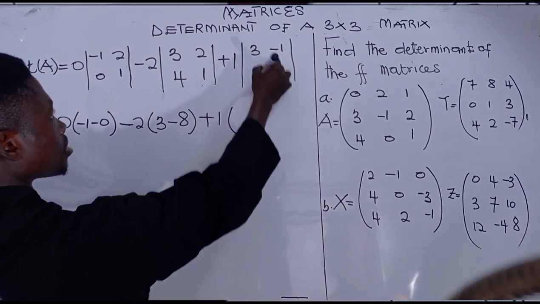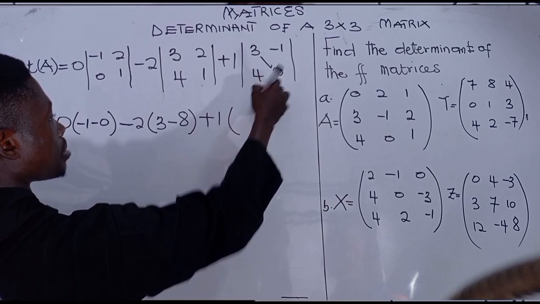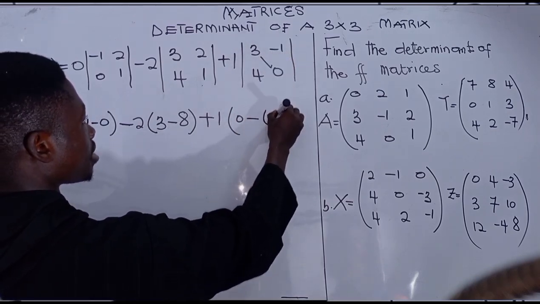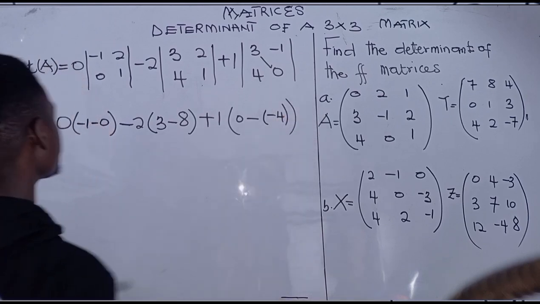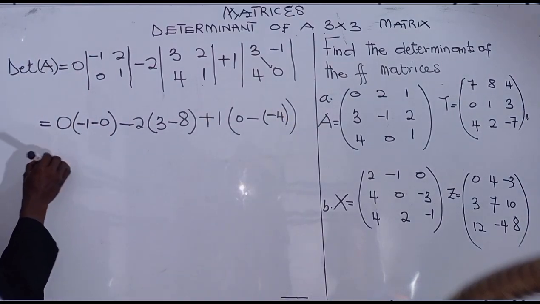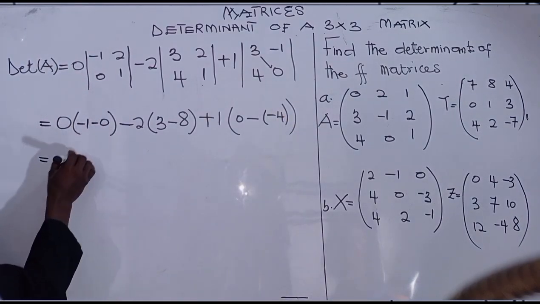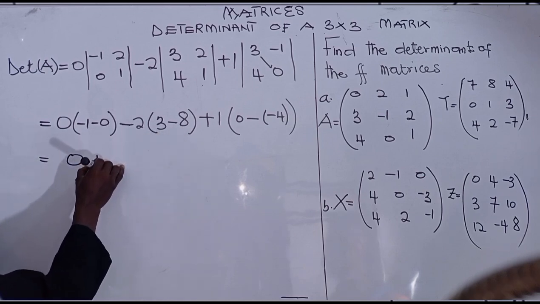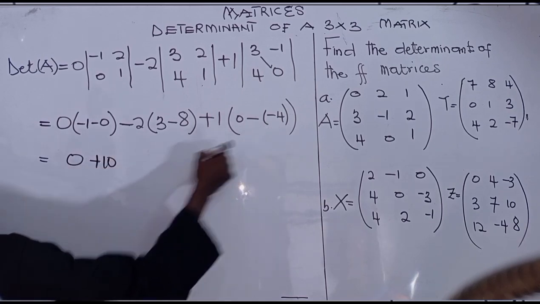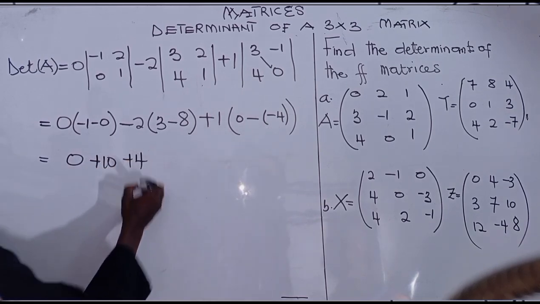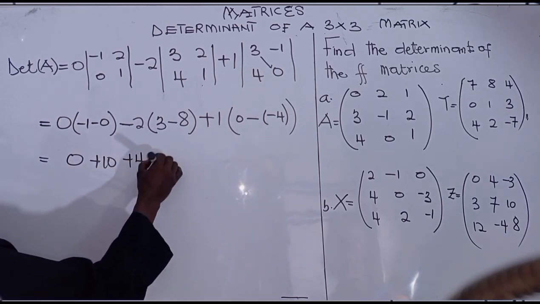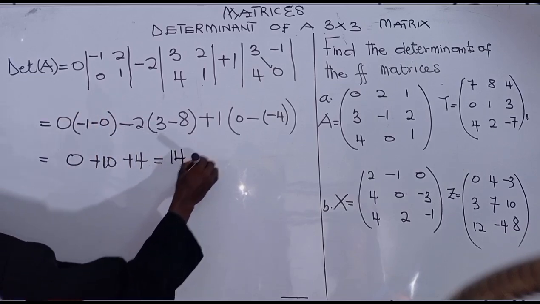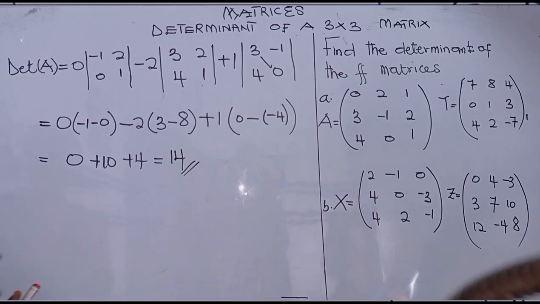We find the determinant of this. This will multiply that. 3 times 0 will give us 0. -4 times -1 will give us 4. Then we have the whole of this will give us 0. Then we have this also gives us 10. And then this will give us what? 4. So therefore the determinant of matrix A is going to be what? 14. So that is the determinant of matrix A.